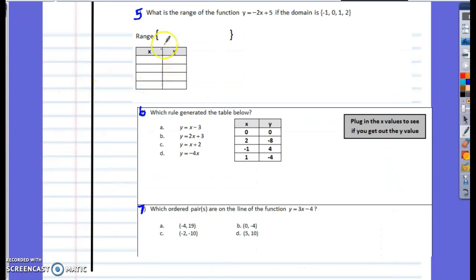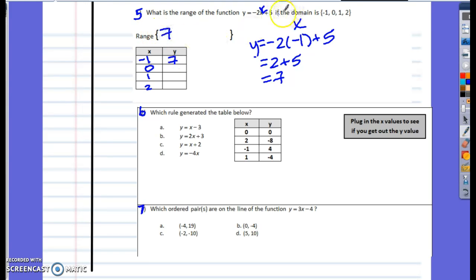Alright, so the next few examples we're going to look at sample SOL questions. What is the range of the function y equals -2x plus 5 if the domain, we know domain is x, is -1, 0, 1, and 2. Same thing, just plug in your x values. So we have y is equal to -2 times -1 plus 5. That gives you positive 2 plus 5, which is 7. So we have a range of 7.